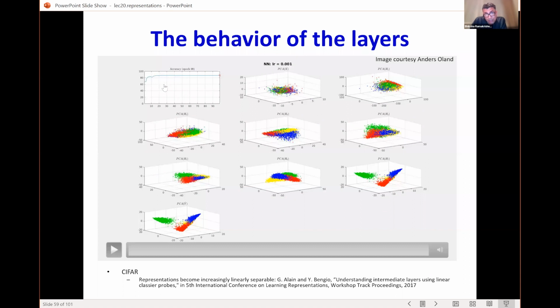But in fact, as you train the network, you find that they've become linearly separable way before you actually got to the final layer. In this case, you didn't actually need to get to the ninth hidden layer or the 10th hidden layer for them to be linearly separable. By the seventh or the eighth layer, they're already separable.